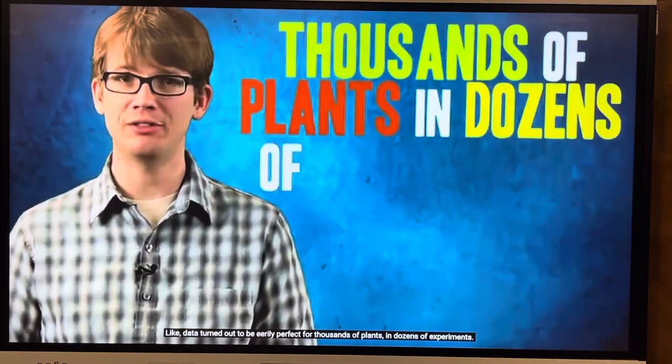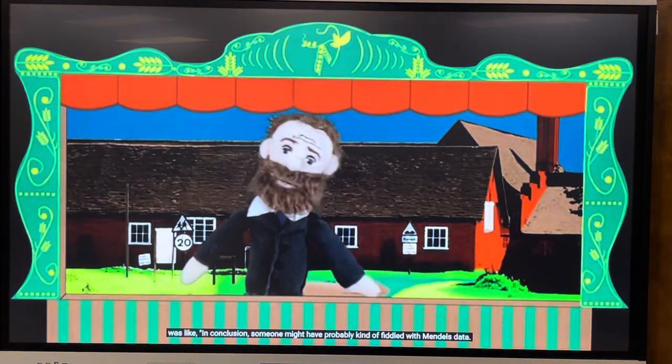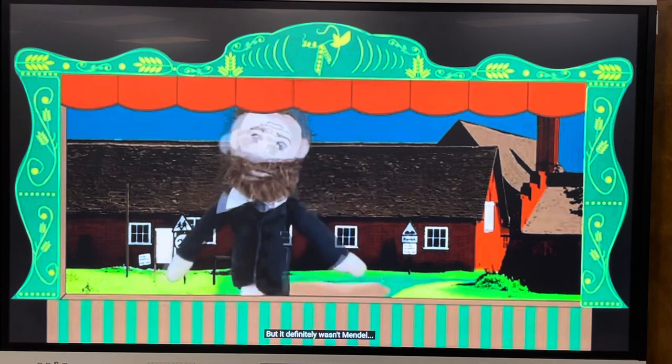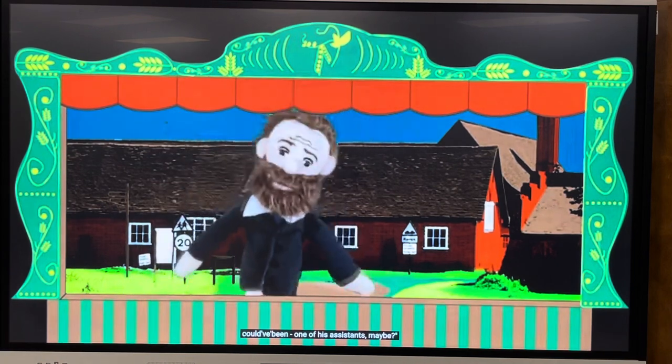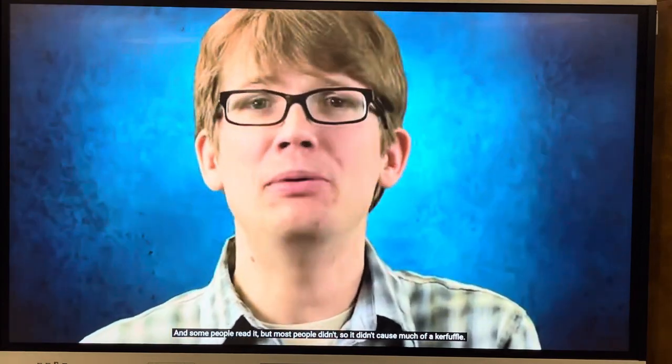Like, the data turned out to be eerily perfect for thousands of plants and dozens of experiments conducted over the 8 years. So Fisher was like, "In conclusion, someone might have probably kind of fiddled with Mendel's data, but it definitely wasn't Mendel. It could have been one of his assistants, maybe?" Because, you know, Fisher hated to do it. He buried most of the really incriminating evidence about the data fiddling in the back of the paper. And some people read it, but most people didn't, so it didn't cause much of a kerfuffle.